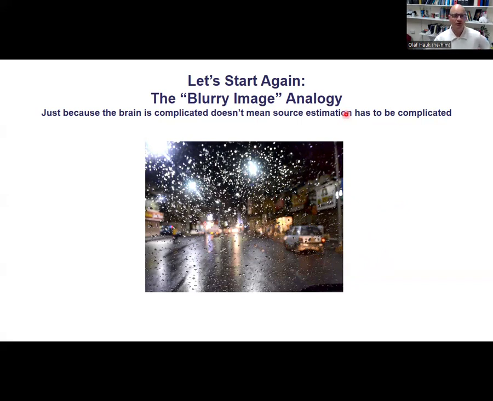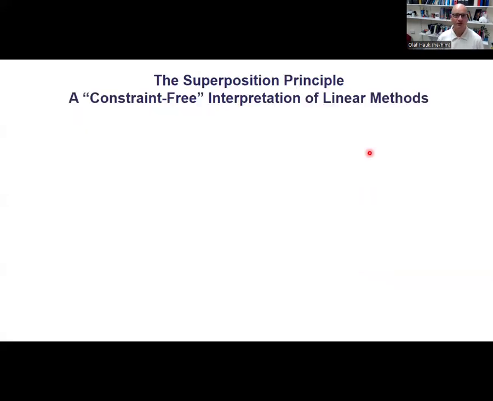And ultimately, just because the brain is complicated doesn't mean that we always have to understand every single parameter in our methods in order to come to our conclusions. So some things in source estimation, I think, can actually be explained quite intuitively, but I'm not sure if I'm going to succeed with this today.